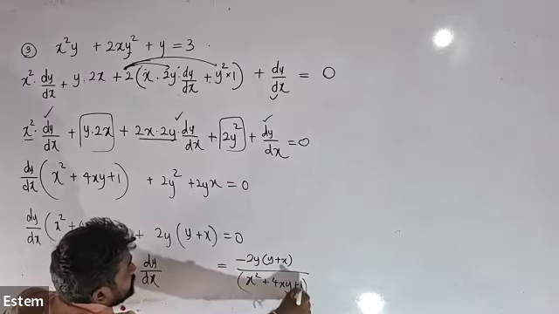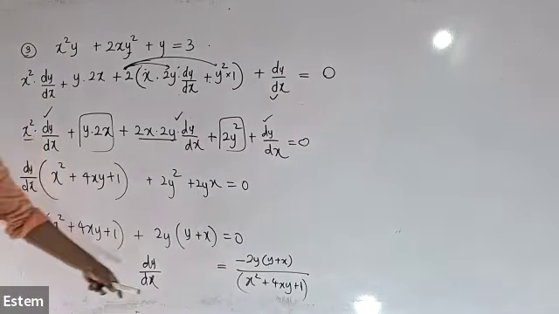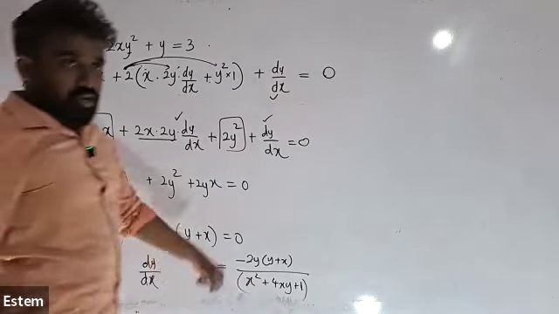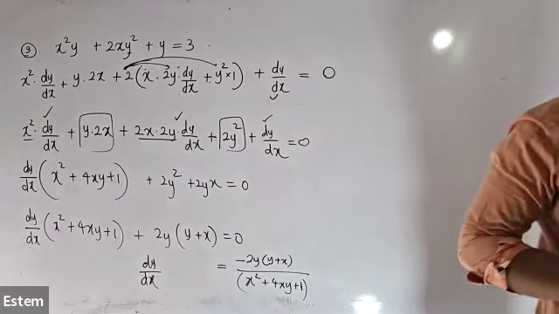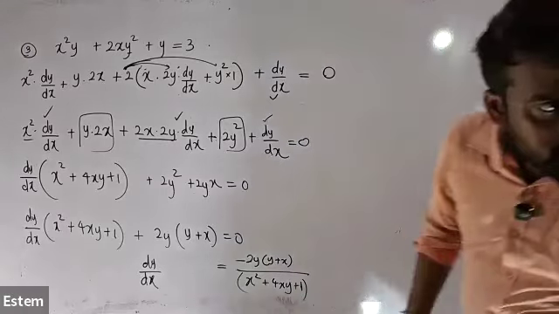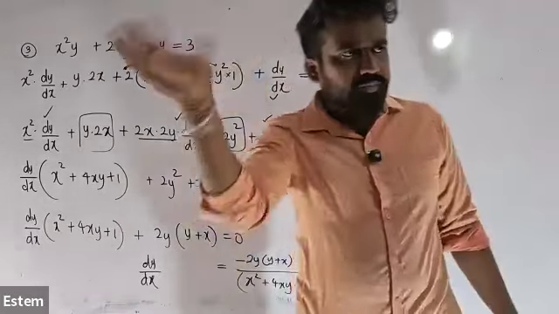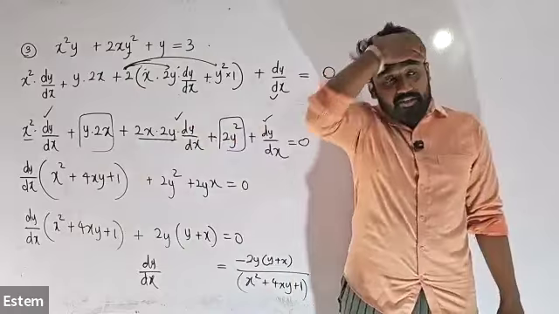So how is it? Definitely you should give an answer. Are you satisfied with this? Do you understand this? 2xy plus y squared, then under that x squared plus 4xy plus 1. Got it? Hello, did you get it? Please give me an answer.